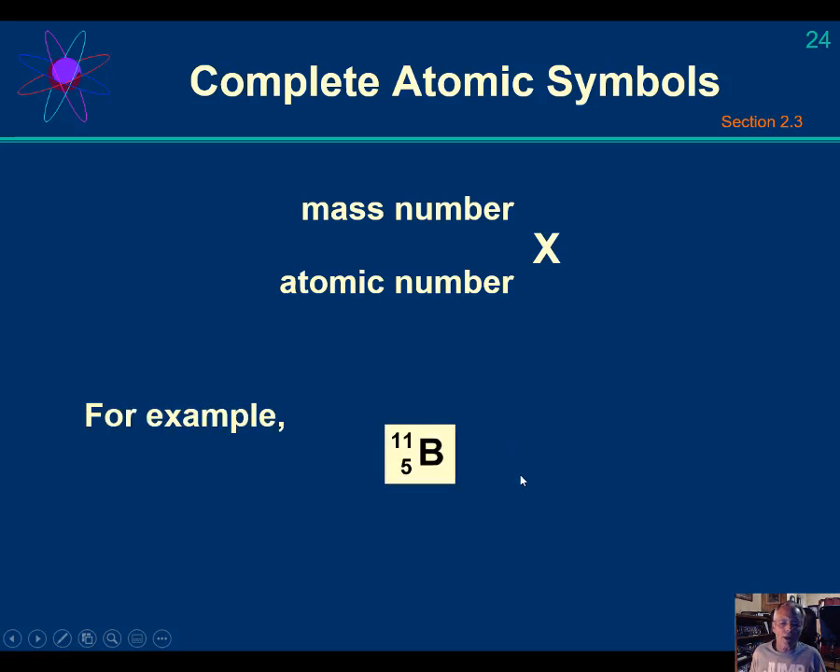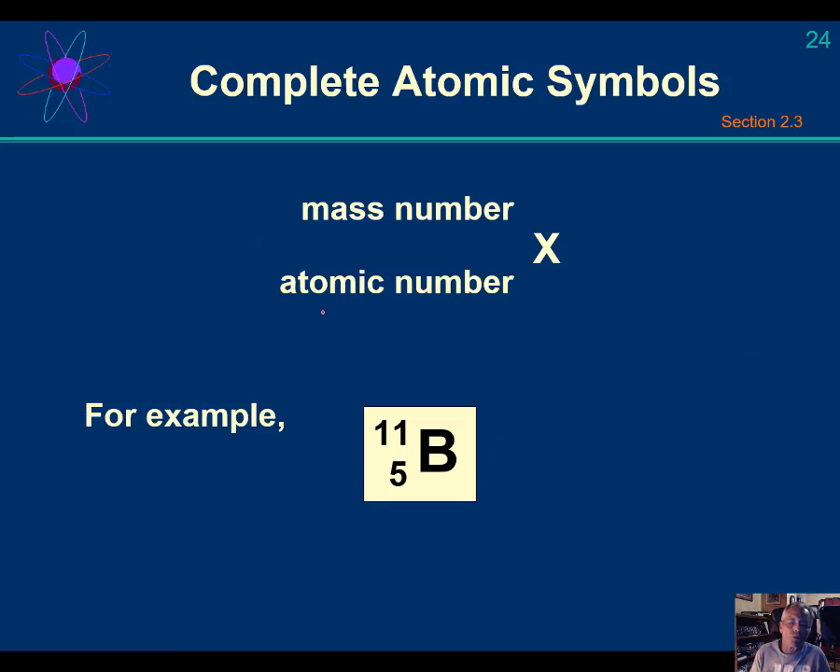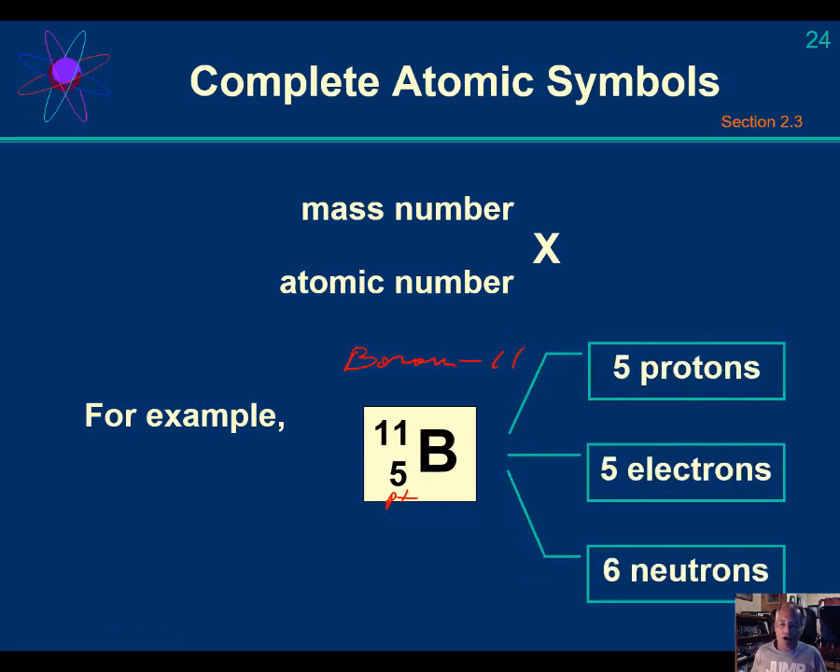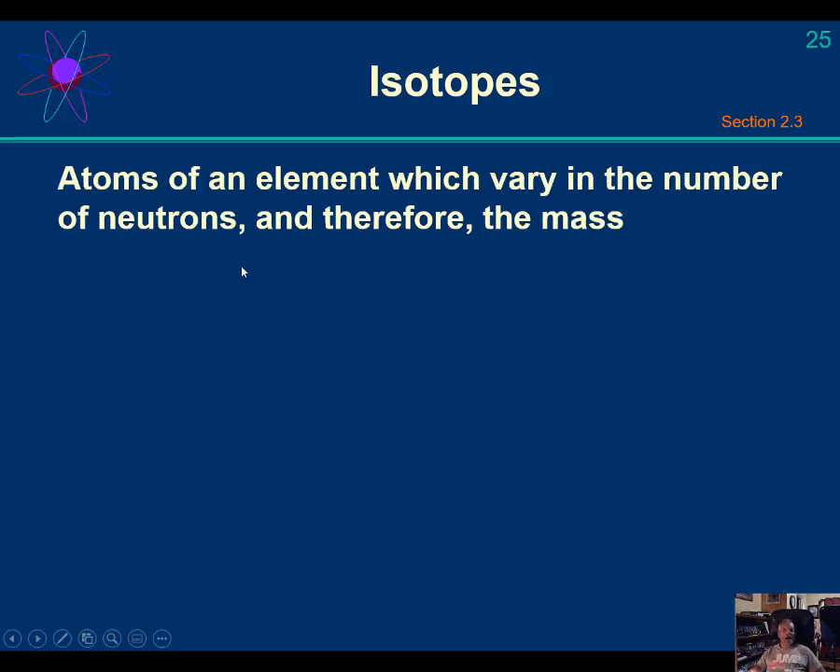So, for example, this is boron 11. It could also be written as boron dash 11. That's the way you would write that isotope. It's got an atomic number of 5. That means it has 5 protons. There's no charge up here, which means it has 5 electrons, and then 11 minus 5 is 6 neutrons. And that's the way you analyze that particular symbol.